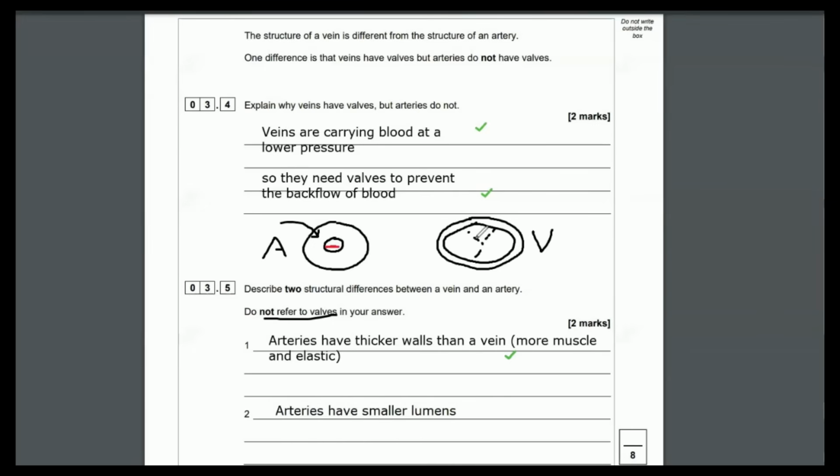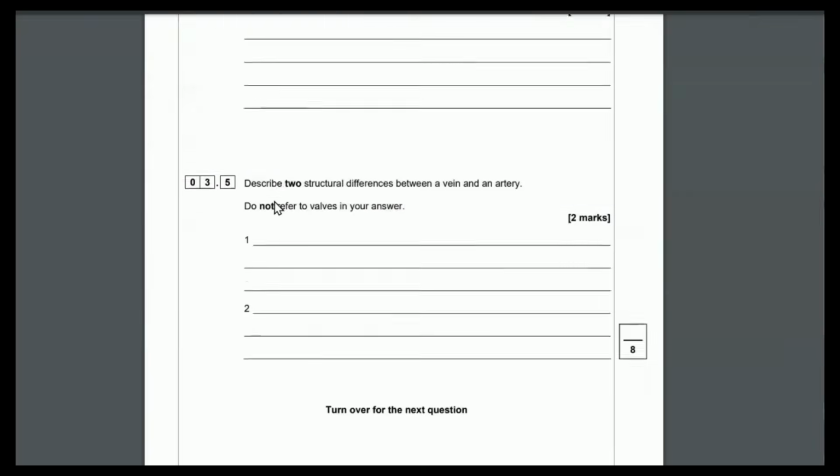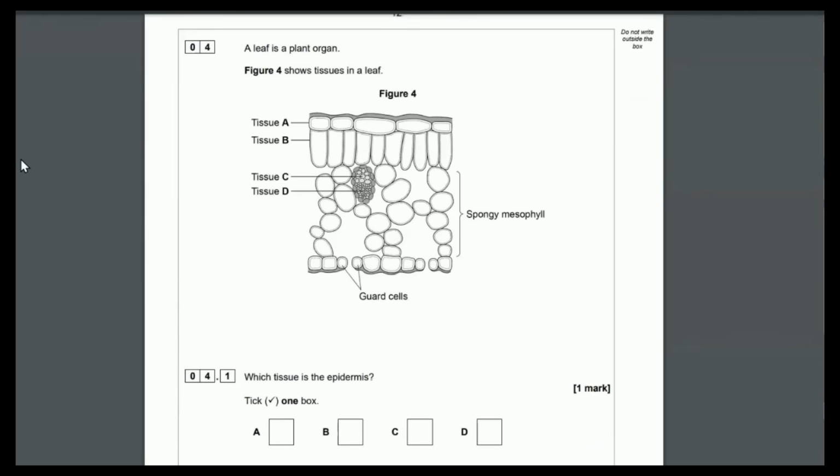Now, arteries have a smaller lumen. That's the space in the middle, the circle in the middle. You can see I'm drawing a red line to show the diameter of the lumen. Veins have a larger lumen. They're carrying blood at a lower pressure. Okay, let's move on to the next question.